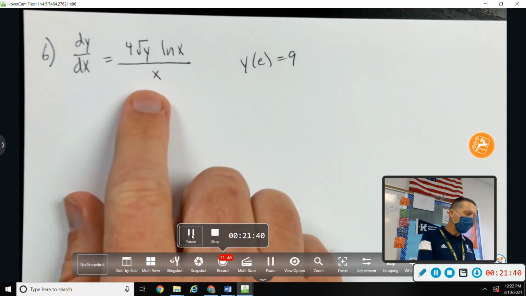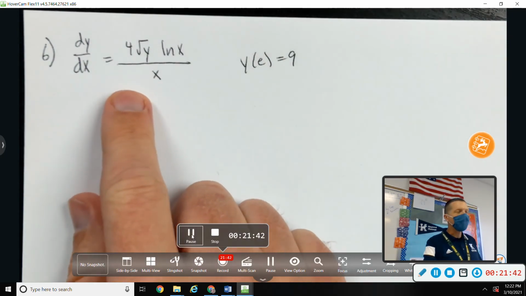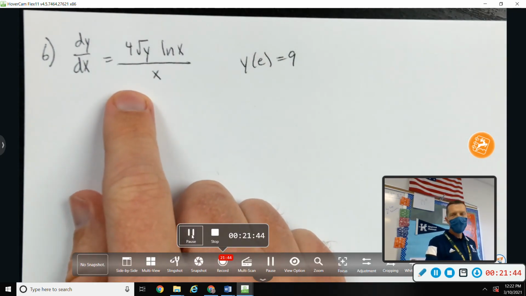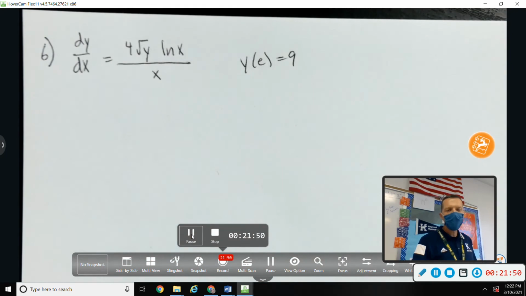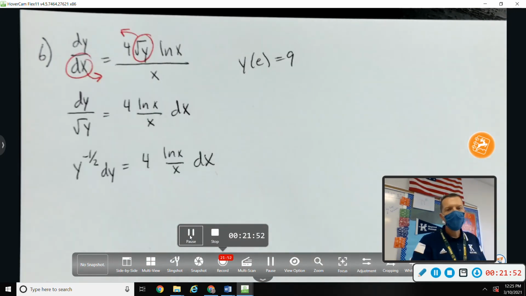I guess a hint, though, would be, it's not the hint, it's the method. Separate the variables. Might need a u substitution. Careful with the power rule and the square roots. So give it a try, and then we'll go over it.